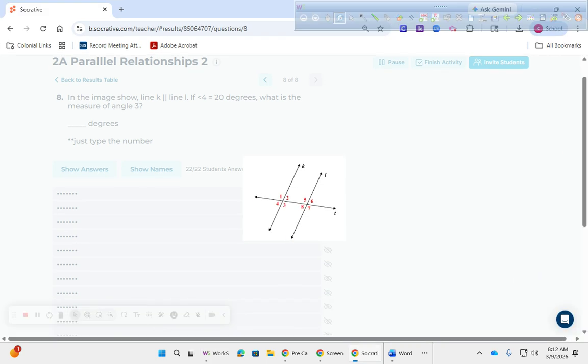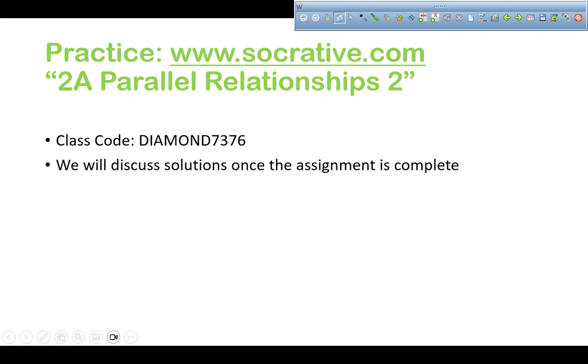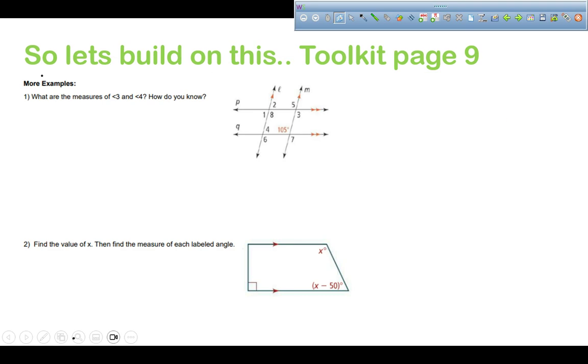Hopefully that makes sense, because we're about to make it a little bit more tricky. In your toolkit, we're going to continue with this, but the examples are going to look harder. Remember at the end of the day on Friday when we did those more complicated pictures and we were pulling out the relationships? The pictures you're about to see are a little more complicated. So we're using the same rules, the picture's just a little harder.